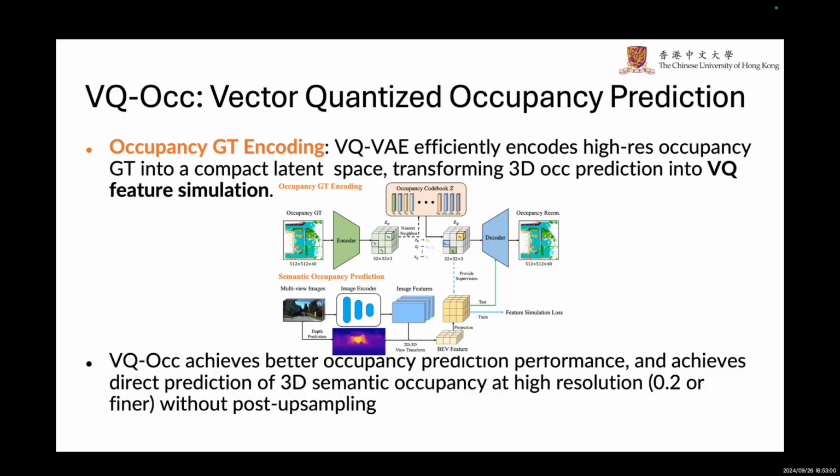In this way, our VQ-Occ achieves better occupancy prediction performance, and it can also achieve direct predictions of 3D semantic occupancy at a high resolution and the same resolution as the input, so it requires no post-processing.